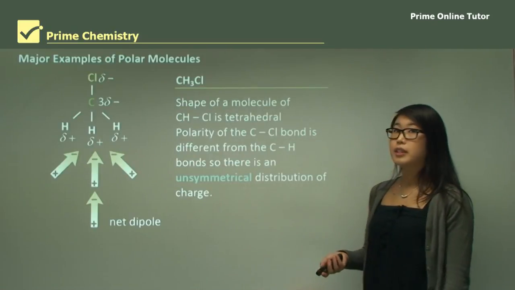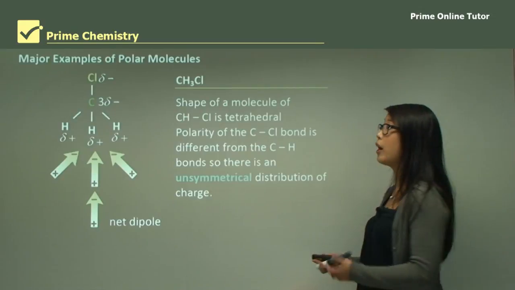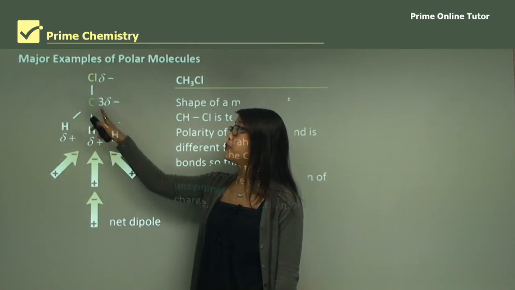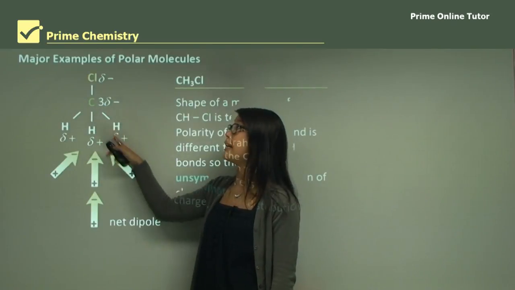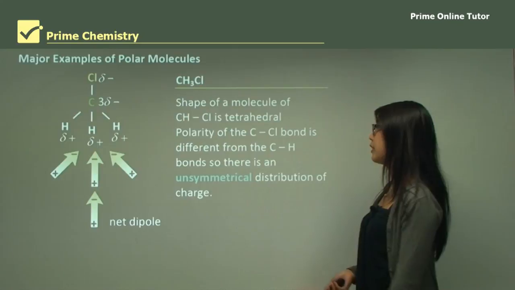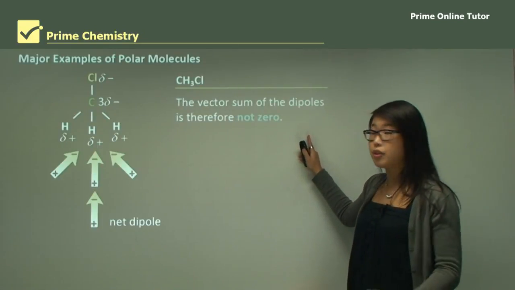So the molecule is a tetrahedral molecule. Usually these molecules are symmetrical if they all have the same atom bound to the central atom. But in this case we have 3 the same, but 1 is different, so it's not symmetrical in this case. So the vector sum of this is not 0 because it's not symmetrical.